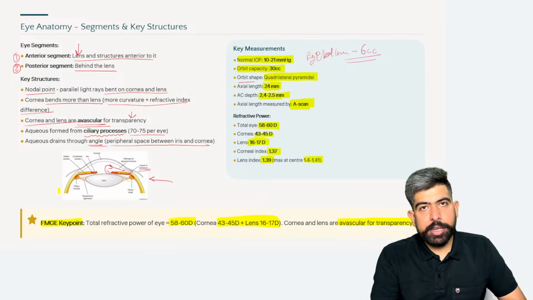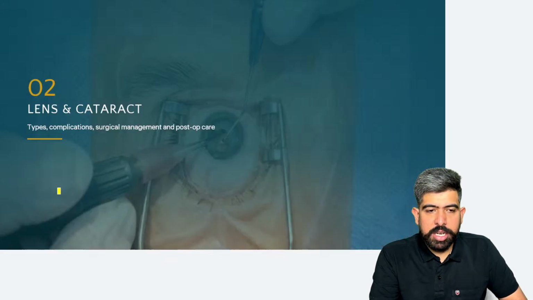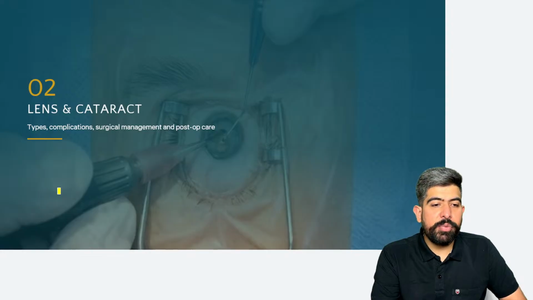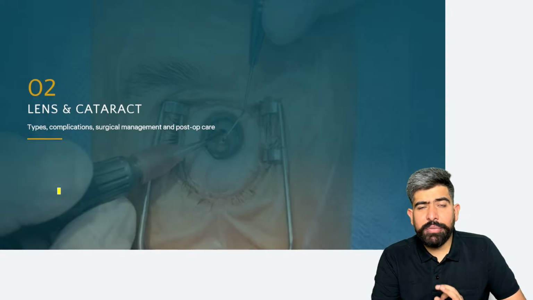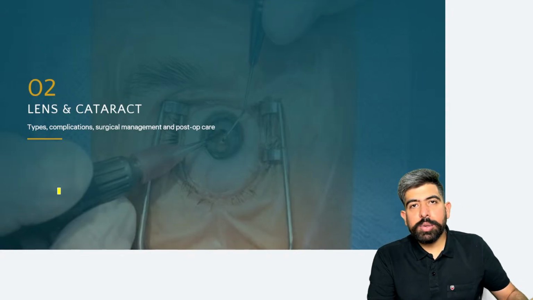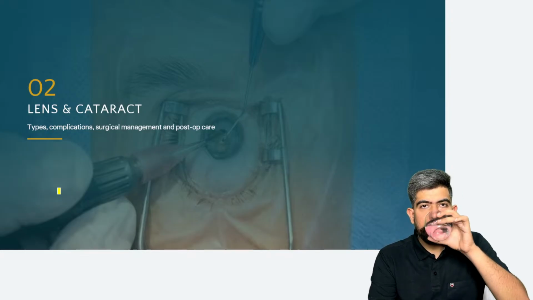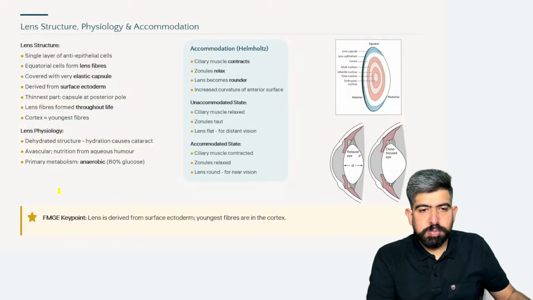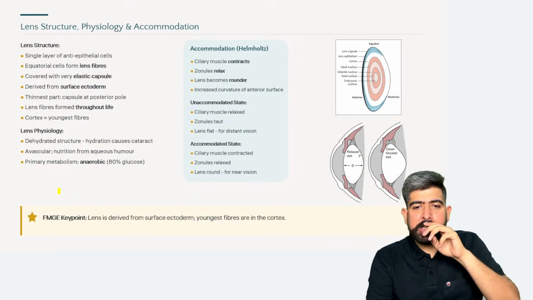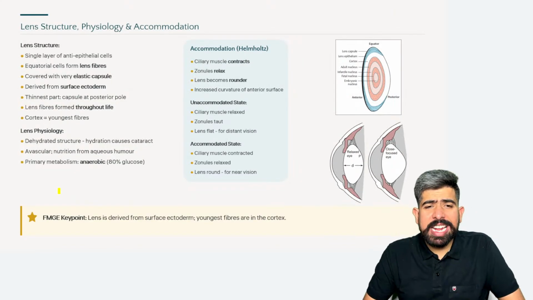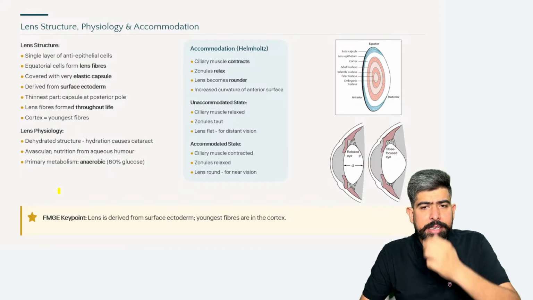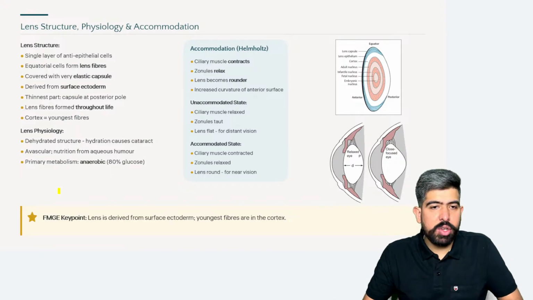here related to the anatomy of the eye, right? So now we are moving forward to the next topic, which is very, very important: lens and cataract. Every year in the FMG, we are going to see 1 to 2 questions from the lens and cataract, right? First of all, I'm starting with the lens structure, physiology, and accommodation, right? What is the meaning of all of this, right?